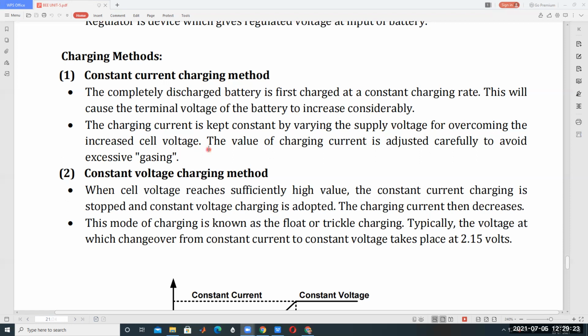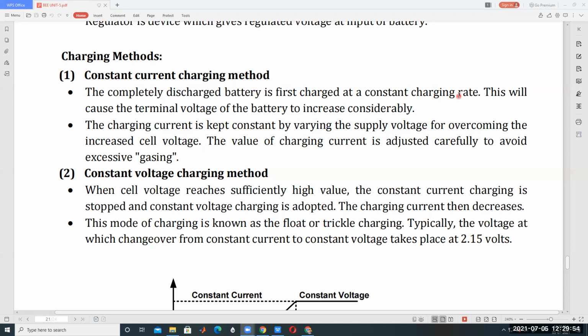The value of the charging current is adjusted carefully to avoid excessive gassing. So this is called the constant charging method. Your main point is a constant charging rate. Once the battery is completely discharged, the discharge process is over. After that, we have to charge the battery with a constant charging rate.